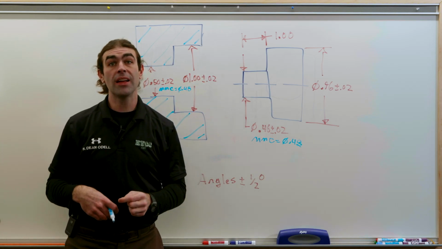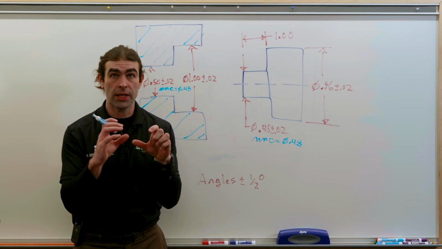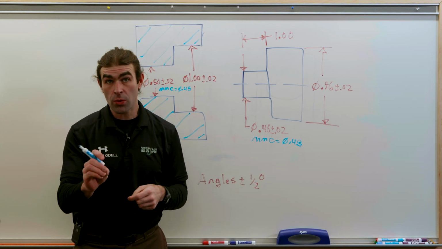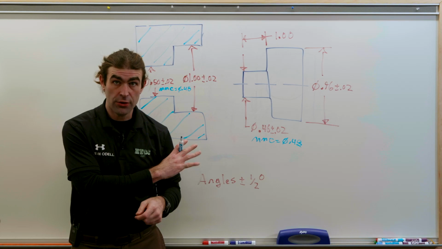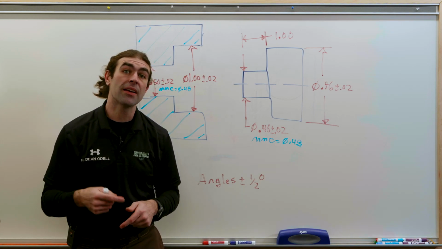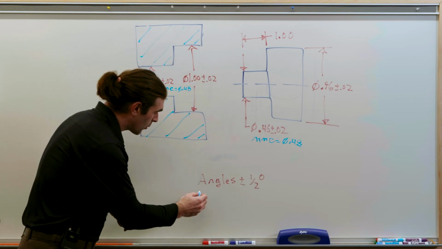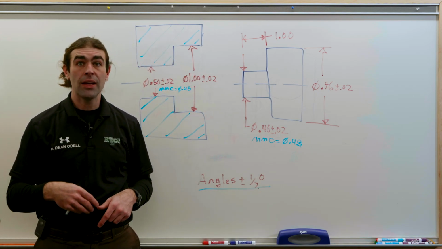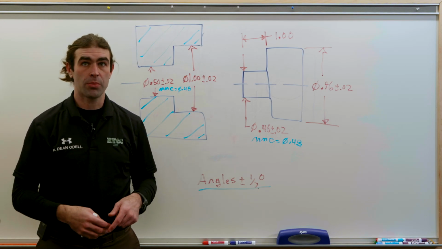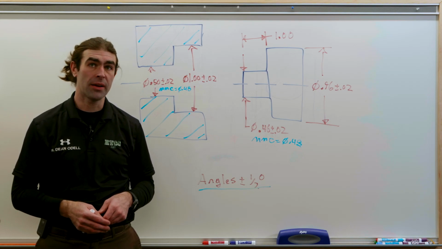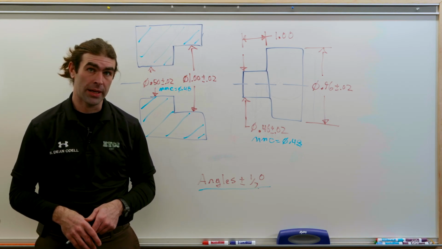But there's a relationship between the features that has to be toleranced. Normally, on drawings like this without GD&T, angles are controlled by the title block tolerance. So somewhere in the title block, it'll say something like all angles are plus or minus 1 degree, plus or minus half a degree. We'll say plus or minus half a degree, right? What possible difference could that make?